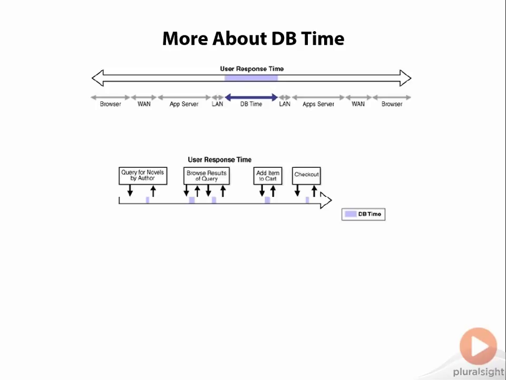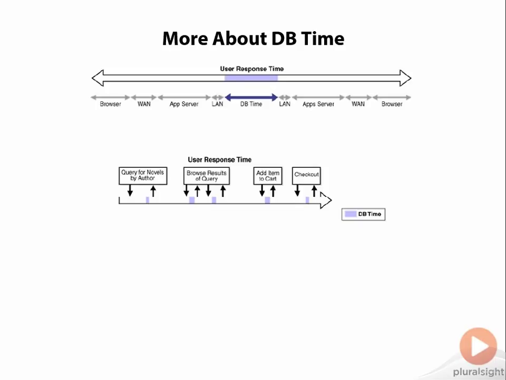In the second picture, I know that these graphics are kind of small. Make sure to look at the Oracle Performance Tuning Guide to see them at full resolution. It shows database time in a user transaction. So essentially, we're drilling into that DB time to see specifically what's going on in a sample case. For instance, in this example, Oracle gives us a user making a transaction at an online bookseller. They're querying for novels by a particular author, and that's going to involve some latency. Then they're going to see the query results and browse those.